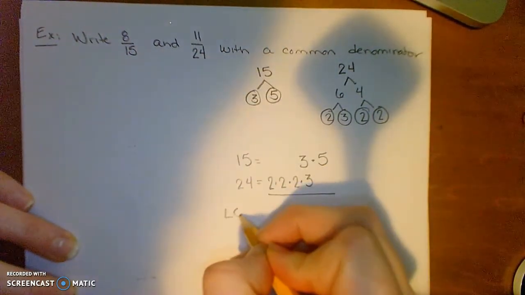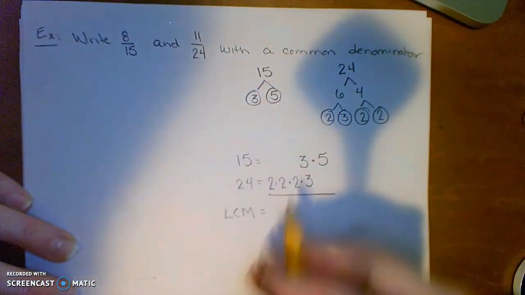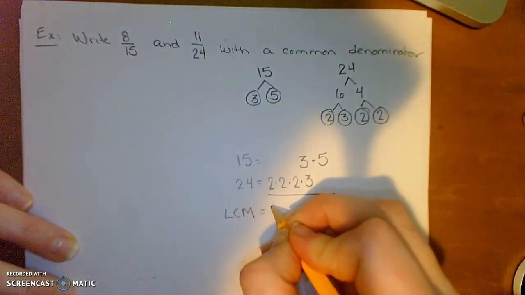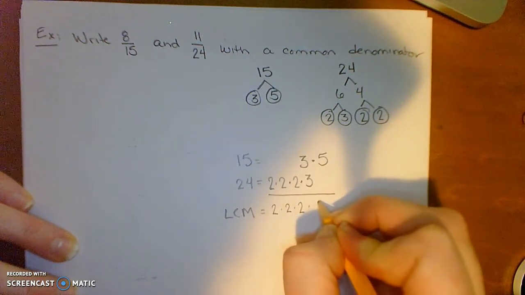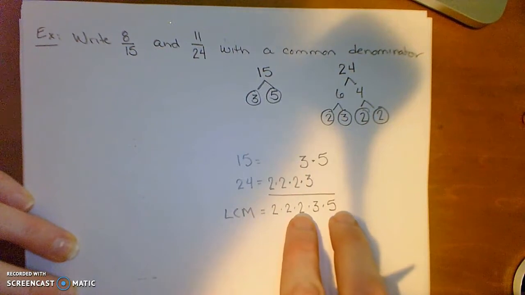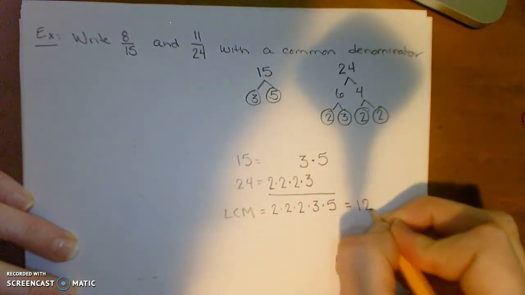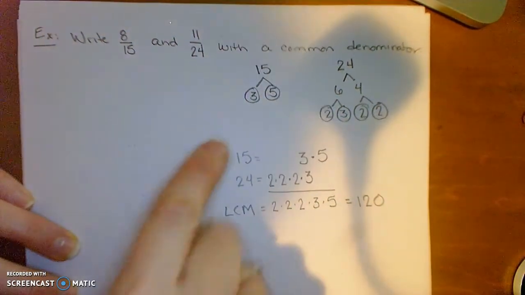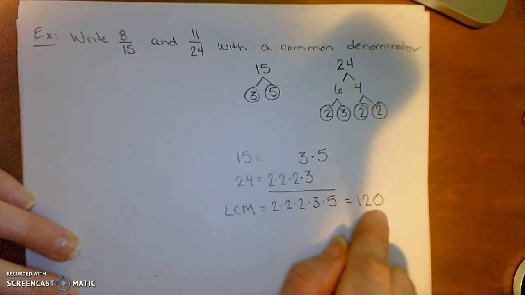So what's their least common multiple? Let's go ahead and build the number that has all the factors of 15 and also all the factors of 24. So that'll be 2 times 2 times 2 times 3 times 5. All right, so that'll be 120 if you multiply all that together. So 15 divides into 120, and 24 goes into 120.